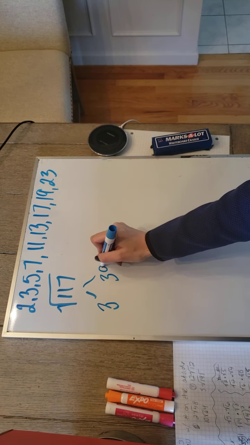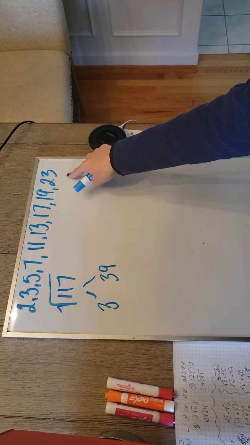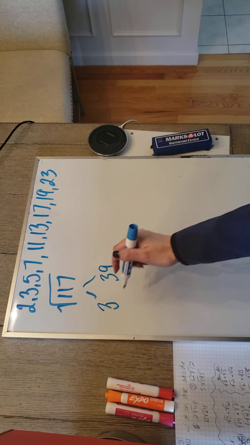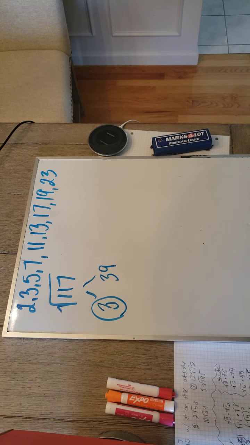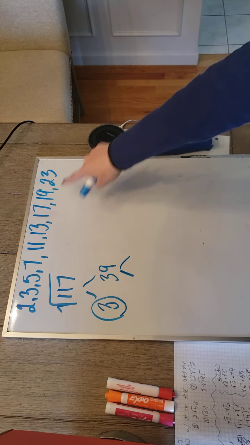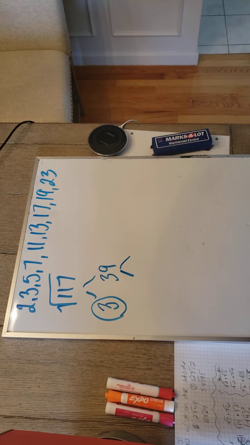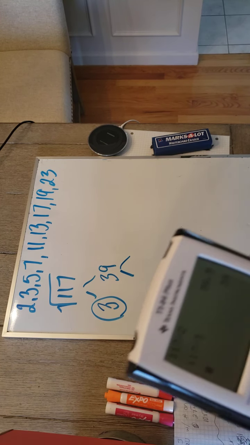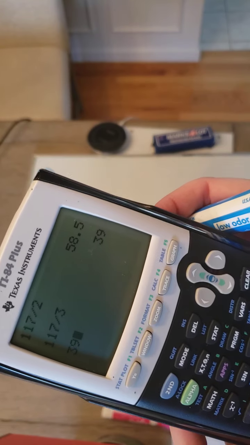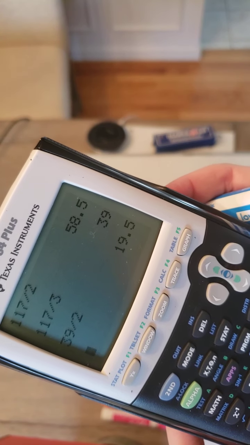So we use 3 and 39. Look at your list. Are either of these prime? 3 is, so circle it. Now we have 39. We don't circle 39 because it's not on our list. So you should know at this point 39 is an odd number, so it's not going to be divisible by 2.